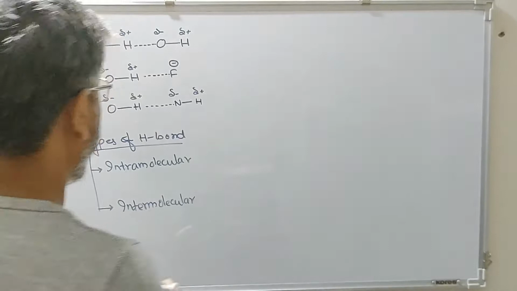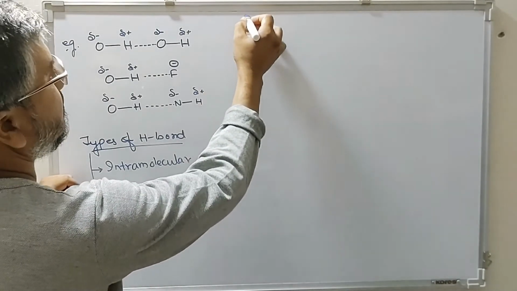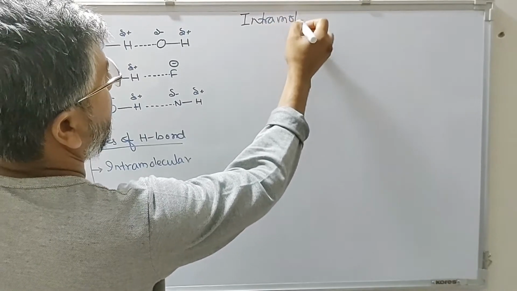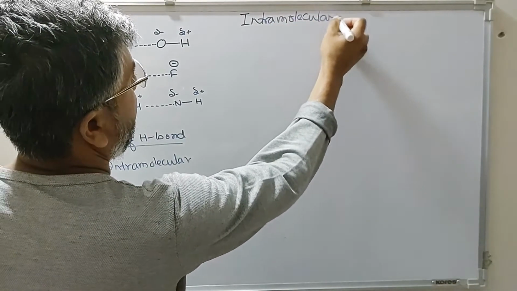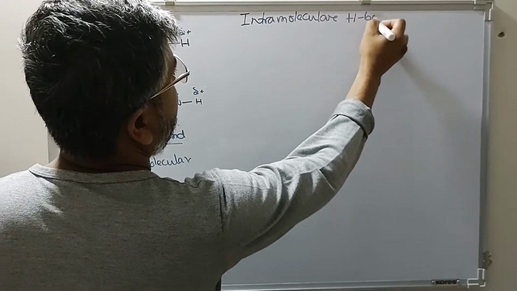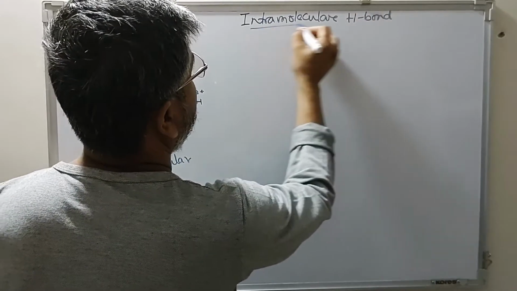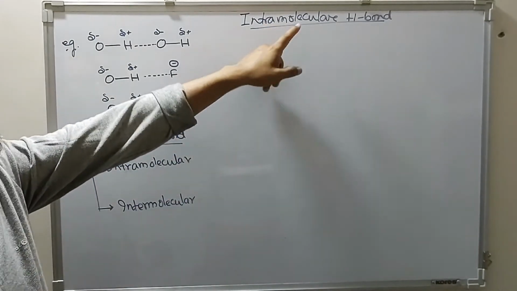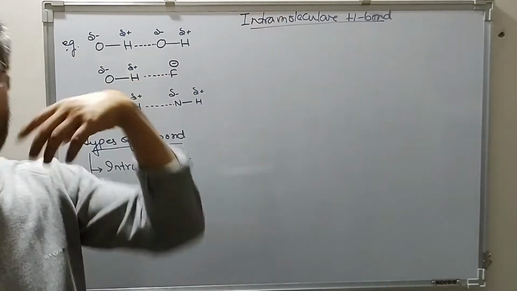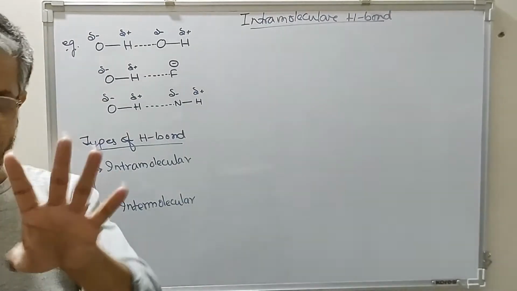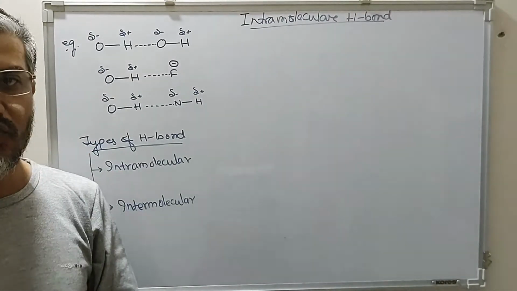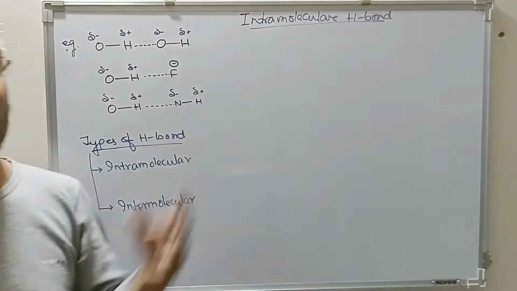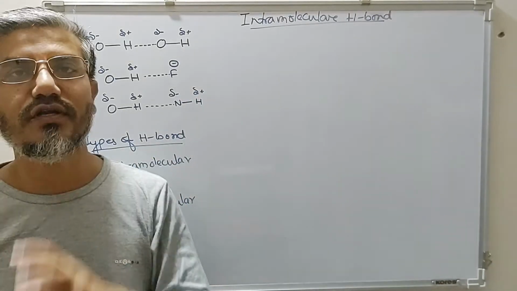First, let's take up intramolecular hydrogen bond. As the name suggests, intramolecular hydrogen bond means within the same molecule. We have a single molecule, and in this single molecule there is a hydrogen bond. All three conditions required for hydrogen bond formation are present in the same molecule.